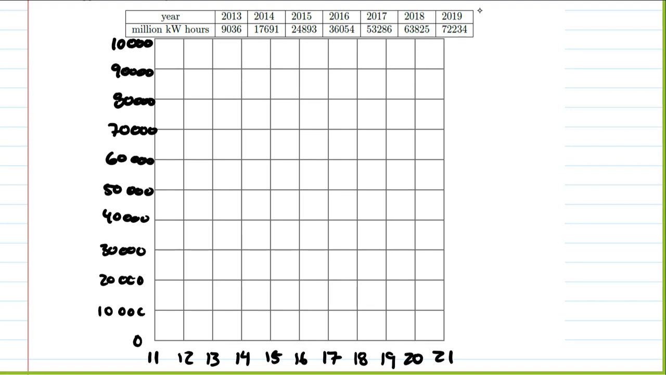So let's go ahead and plot our data points. In 2013, we're going to go up to 9,000-ish, here. 2014, we're going to go up to 17, so about here. In 2015, we're going to go to 24. We're about in the middle, almost 25. In 2016, we're going to go to 36. In 2017, we're going to go up to 53. In 2018, we're going to go up to 63. And in 2019, we're going to go up to 72.